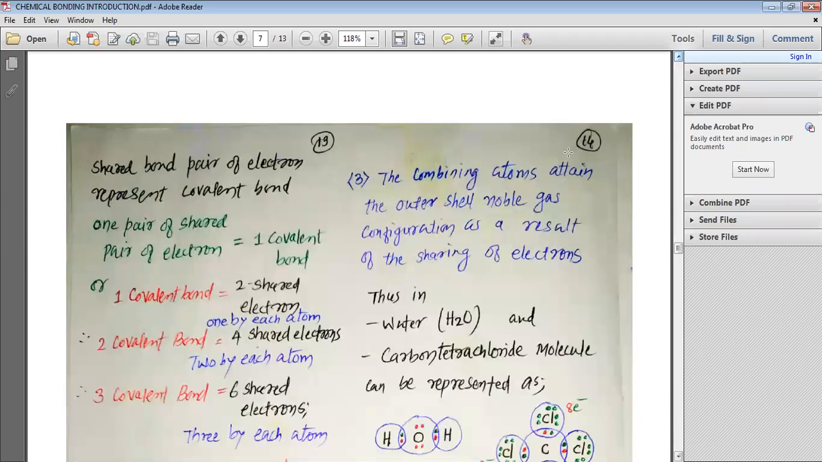The combining atoms attain the outer shell noble gas configuration as a result of sharing of electrons. So by sharing the electrons, these atoms try to attain 8 electrons in their outer shell, or the octet, or the noble gas configuration in their outer shell.